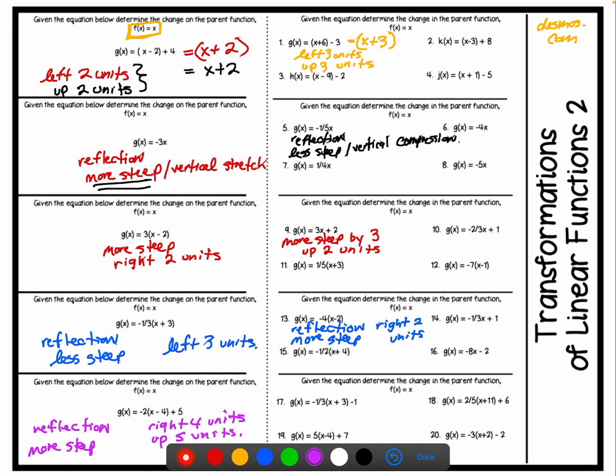If we look here at 17, we have negative 1/3 times x plus 3 minus 1. The negative is reflection, remember. The 1/3 means that there is going to be a less steep graph. And the plus 3 means we're going left 3. The minus 1 on the outside of the parentheses means we're going down 1 unit.